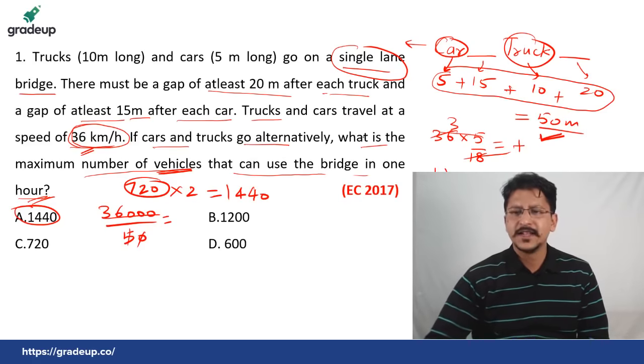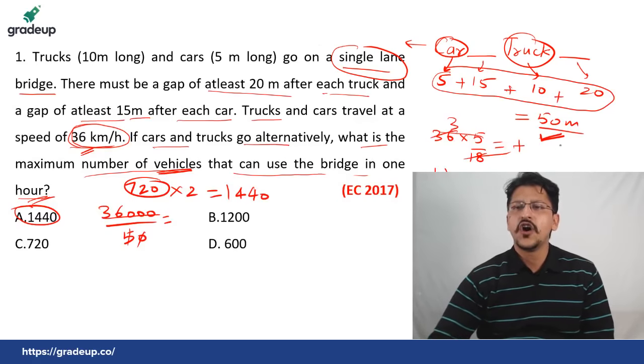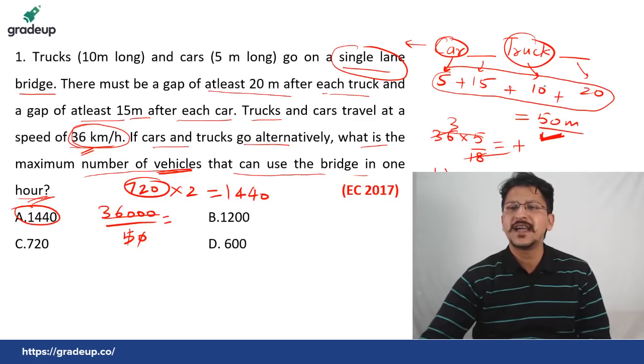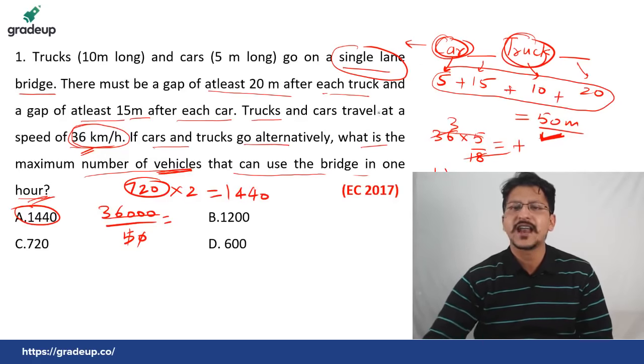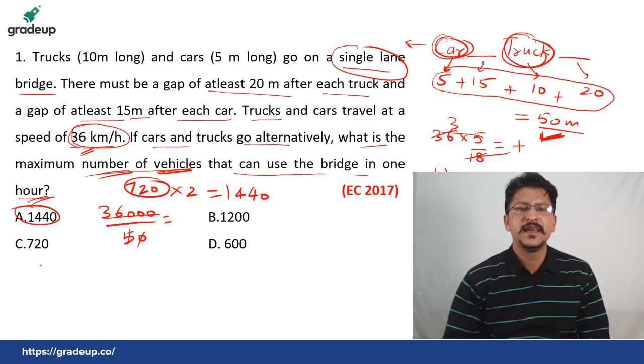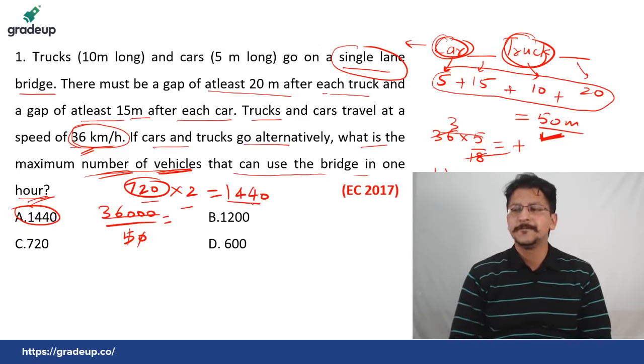It is very simple. 36,000 meters is the distance they can travel in 1 hour. The space occupied by the lot is 50 meters. But that lot contains one truck and one car, and it is asking the total number of vehicles. Okay, the total number of vehicles. So that will be 720 into 2. That will be 1440. Okay.